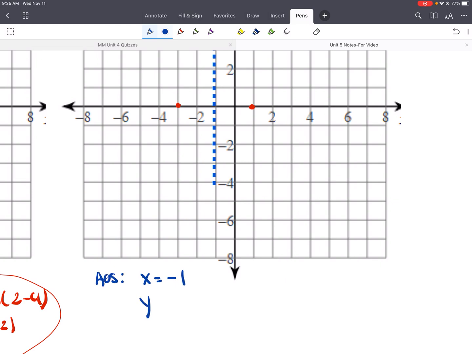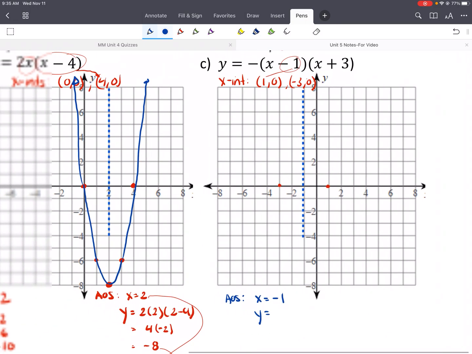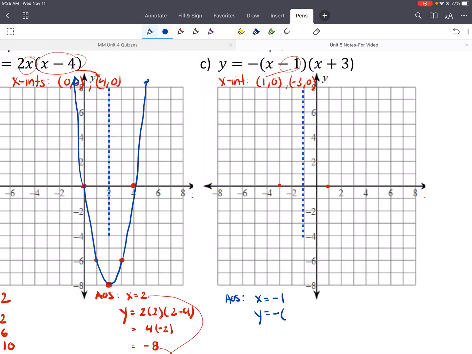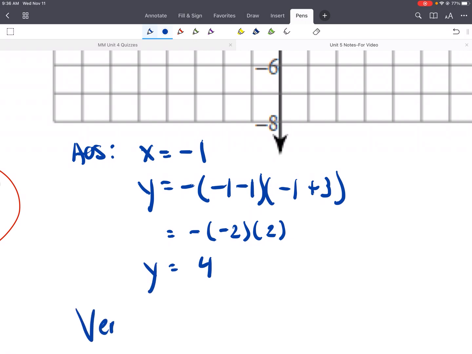And then to find our y value for our vertex, we plug x into our equation. So, sorry, I'm trying to see this. In our parentheses, we would do negative 1 minus 1 and negative 1 plus 3. So we'd get negative, and this would get a negative 2, and this would give us a positive 2, and we'd end up getting 8. Sorry, 4. Gosh. 4. So our vertex would be negative 1, 4.